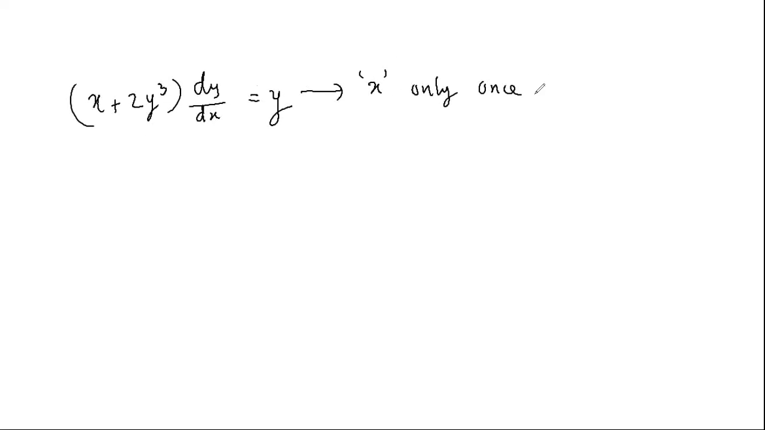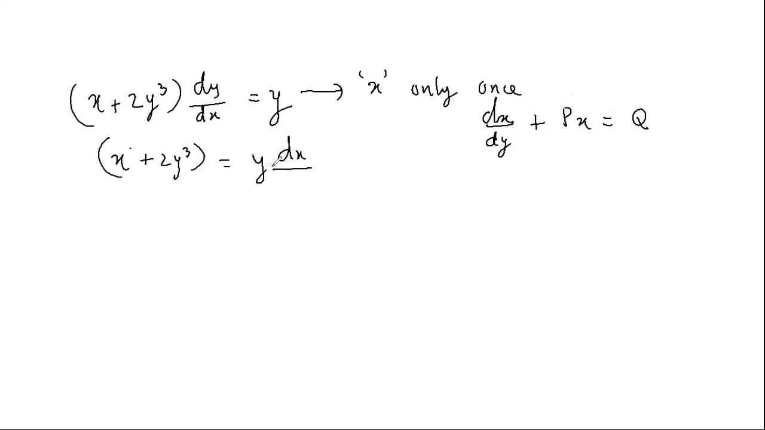If x is only once, immediately your mind should work: dx by dy plus Px is equal to Q. So you need dx by dy. So you will cross multiply. x plus 2y cube is equal to y into dx by dy. Now let's arrange it in this format. y dx by dy is equal to x plus 2y cube. I purposely wrote this once again in reverse way.